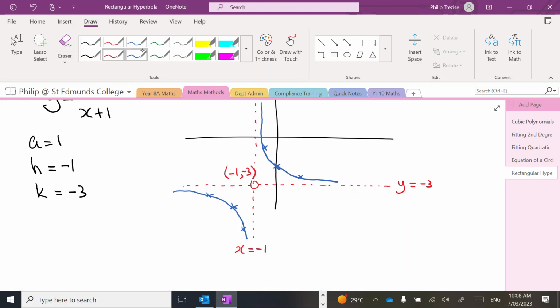And then to mark in some points on my graph, because vertical dilation was 1, it's the usual 1 step across, 1 step up. So that would be at 0, and 1 step up is -2, and then 1 step left and 1 step down. So that's (-2, -4), just for that point there and there. And then I've sketched in the rest of the graph. So hopefully that makes a bit more sense now.